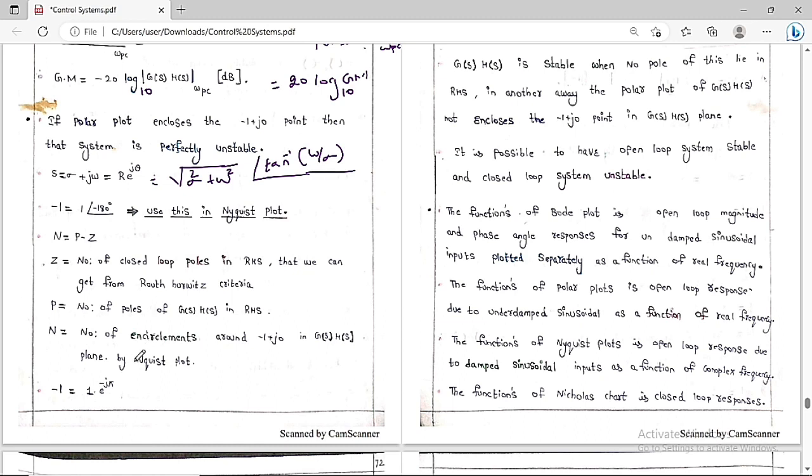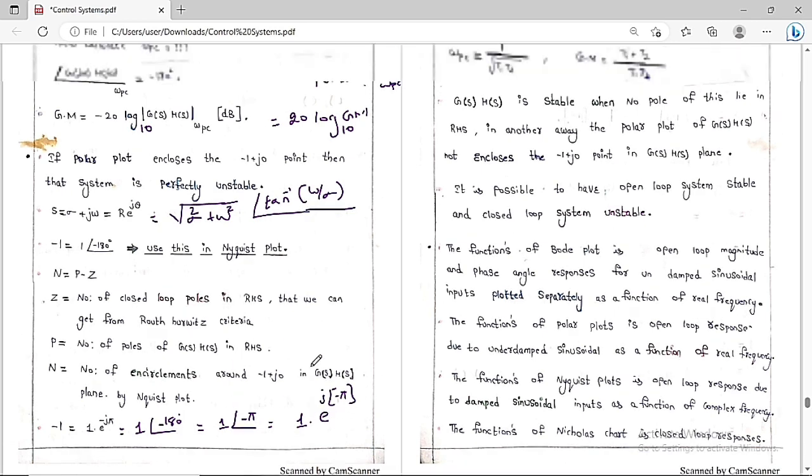The next point: I have already told you about minus 1. We can write minus 1 in this form, where the magnitude is 1 and the phase angle is minus 180 degrees. In terms of radians, minus 180 degrees is minus pi, so we can write it as 1 into e to the power of j theta, where theta is equal to minus pi. So minus 1 is 1 at an angle of minus 180 degrees, or 1 at an angle of minus pi. Same thing you can see clearly here.